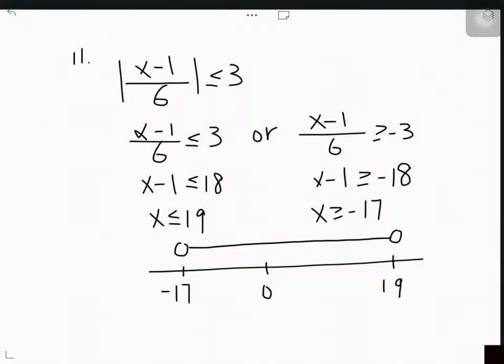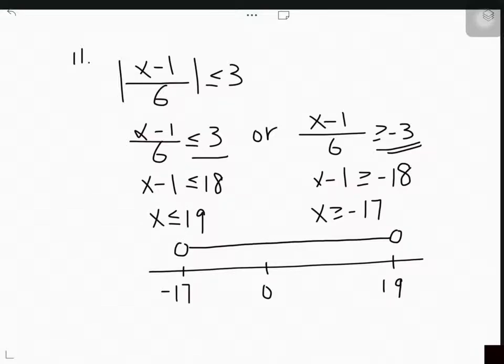Question number 11. The absolute value of x minus 1 over 6 is less than or equal to 3. So in order for me to take out the absolute value, one is x minus 1 over 6 less than or equal to 3, or x minus 1 over 6 greater than or equal to negative 3. So first one, I multiply both sides by 6. I have x minus 1 less than or equal to 18. X is going to be less than or equal to 19.